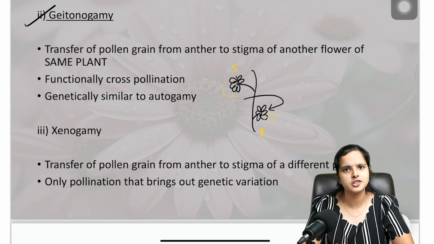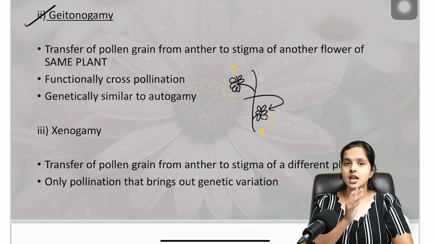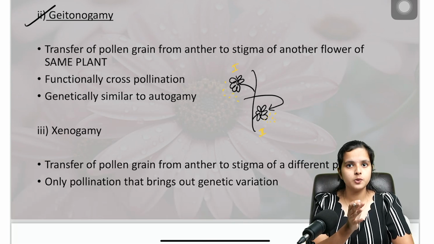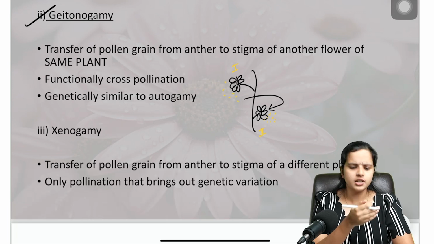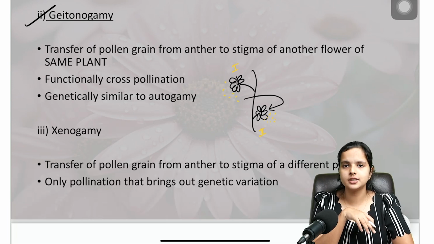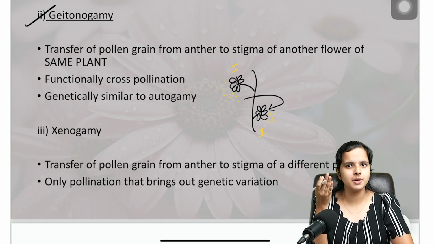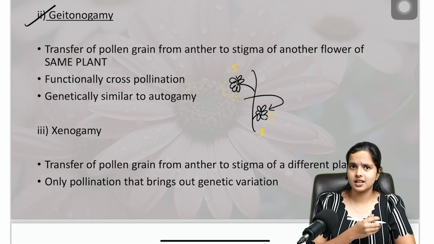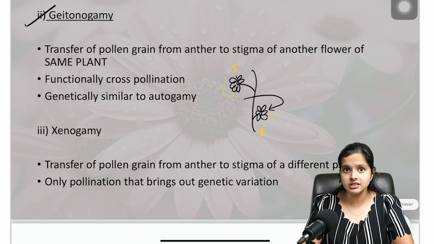It's not self-pollination either, because self-pollination would happen when it is happening inside a single flower, right? But here the flowers are different, so it's not completely. We can't call it autogamy. We can't call it xenogamy, or we can't call it a complete cross-pollination as well. So it's in the middle, right? It's in the middle of xenogamy and autogamy. So it's not completely cross-pollination, but by function it is cross-pollination.